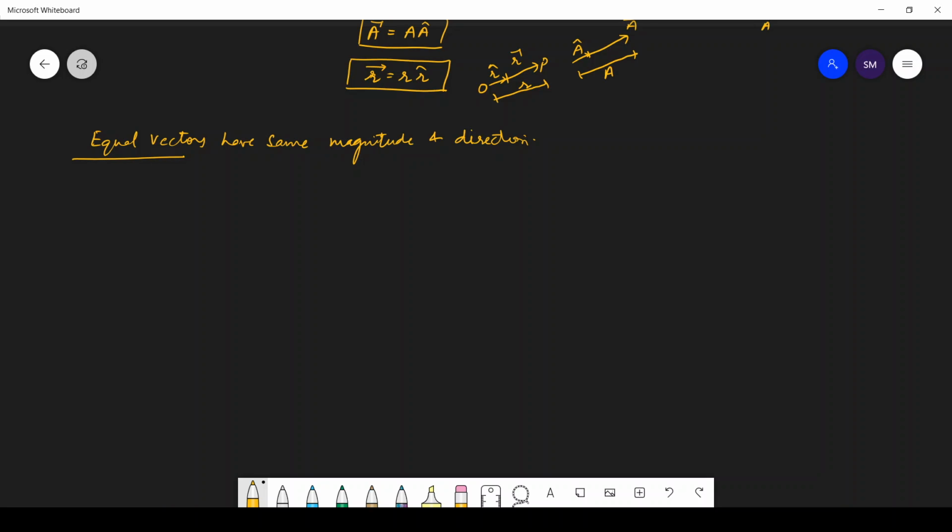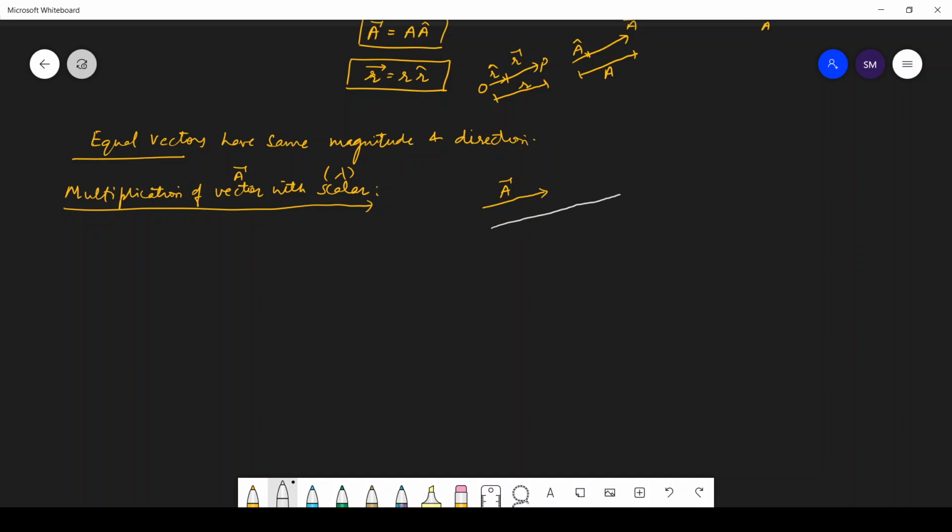Now, multiplication of a vector and a scalar, what does this mean? Multiplication of a vector with a scalar quantity. So it means we represent the scalar quantity with lambda. Suppose this is vector A and I am multiplying it with a scalar. What does this mean? This is my vector A, and now I am multiplying it with, suppose, 2.